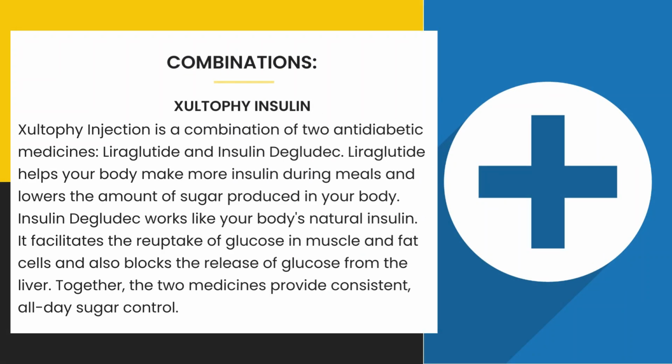Zoltofy insulin. Zoltofy injection is a combination of two antidiabetic medicines, liraglutide and insulin degludec. Liraglutide helps your body make more insulin during meals and lowers the amount of sugar produced in your body. Insulin degludec works like your body's natural insulin. It facilitates the reuptake of glucose in muscle and fat cells and also blocks the release of glucose from the liver. Together, the two medicines provide consistent, all-day sugar control.